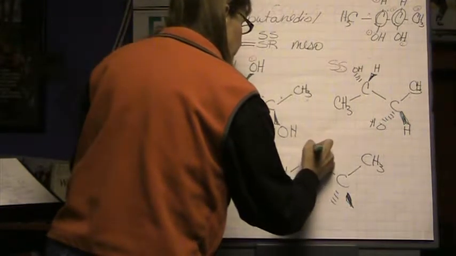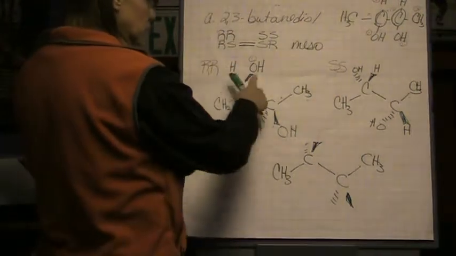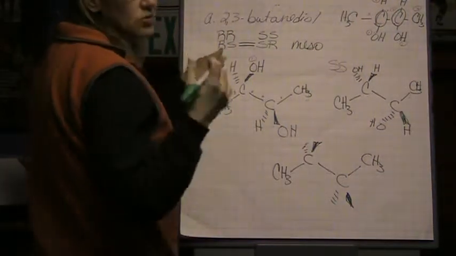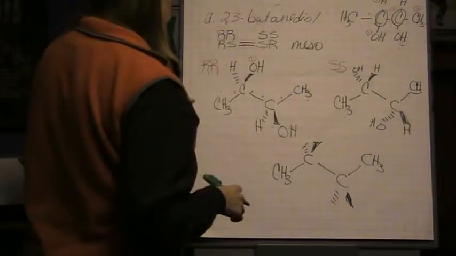Alrighty. Everything else in the same place. Okay? Dash, wedge, dash, wedge. I want this to be R. I just chose RH arbitrarily. Doesn't matter. If you drew SR, you drew one of them too.